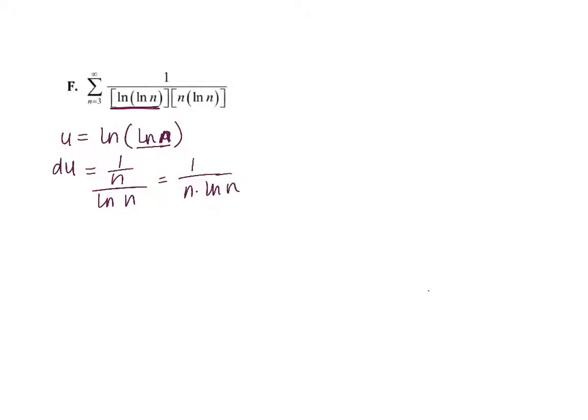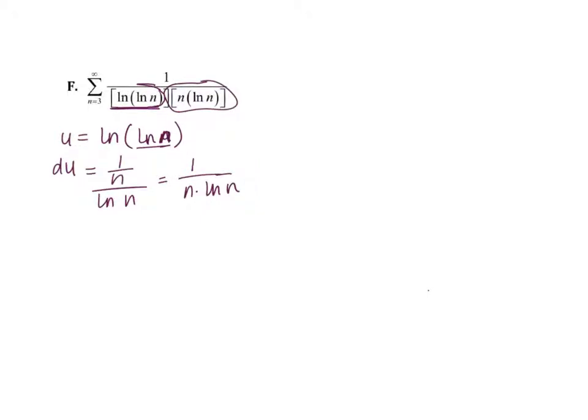I would pick on this portion right here, because if I let U be equal to the natural log of n, then du is going to be stuff prime over stuff. So that's going to be 1 over n, that's our stuff prime, over stuff, which is going to be natural log of n. And so that will simplify down to be 1 over n times the natural log of n, which is going to be this portion here.